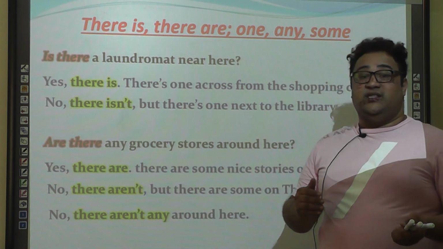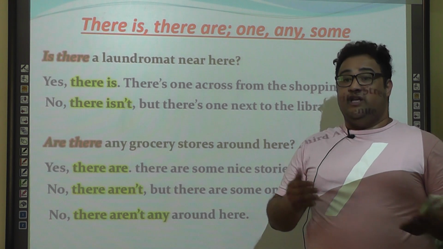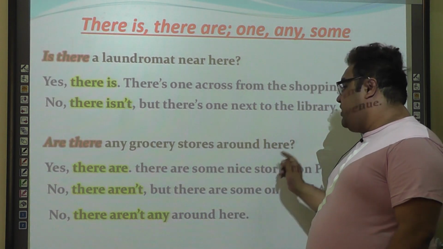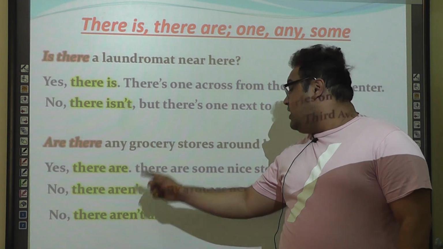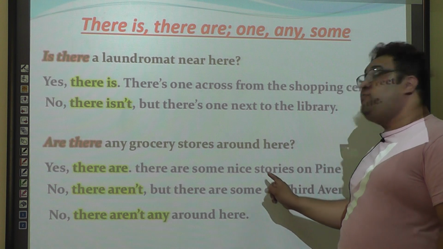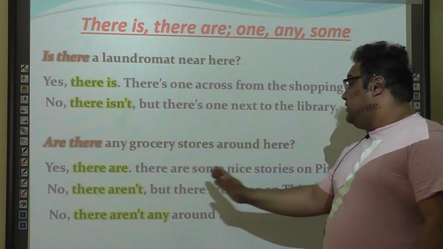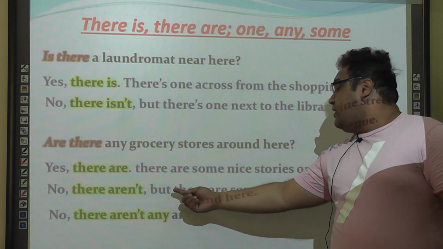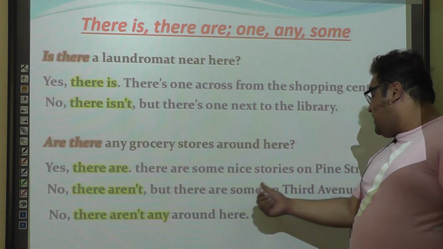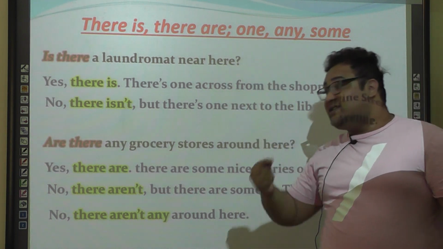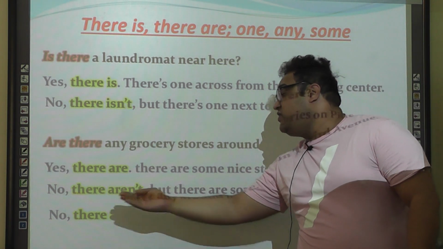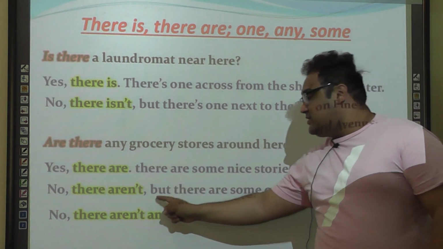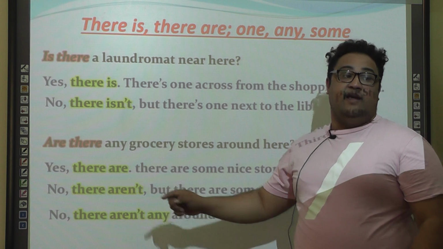What if it is a negative answer? Are there any groceries around here? No, there aren't. But there are some again. This part here is affirmative. No, there aren't, but there are some on 3rd Avenue. Now let's have negative. No, there aren't any around here. We made use of the indefinite pronoun any.